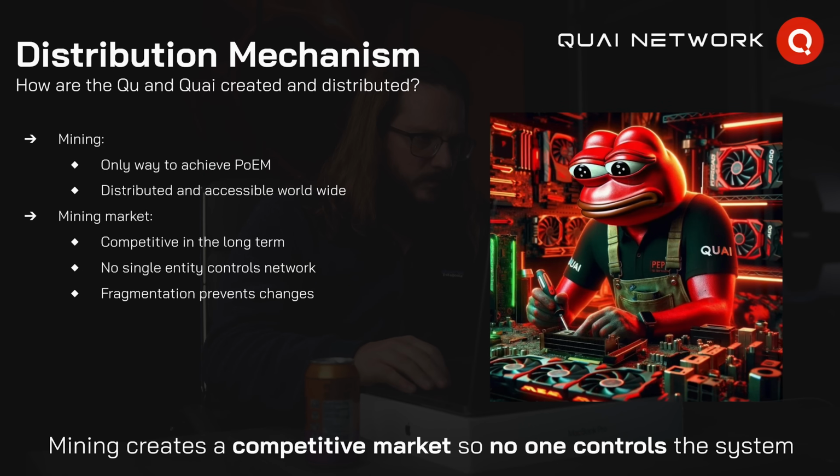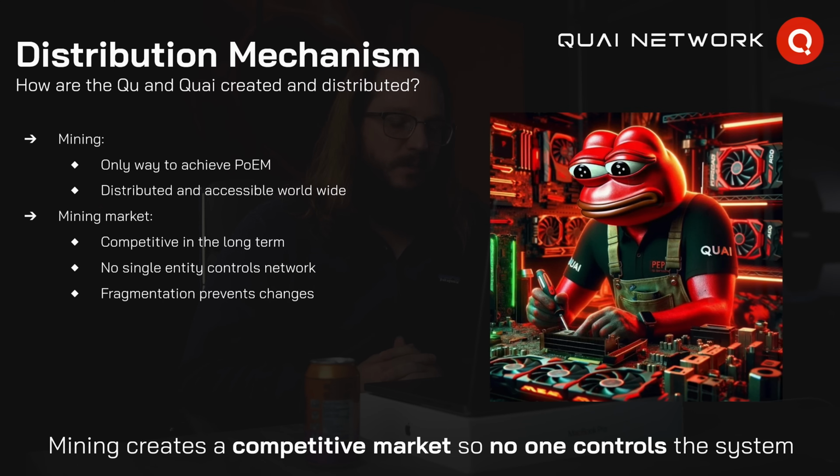And the last thing we should talk about here is our distribution mechanism. So how are Chi and Quai distributed? They're distributed through mining. So the only way to achieve the characteristics of this hierarchy of merge-mined blockchains and consensus and this infinite level of scale is using POEM, or proof of entropy minima. The other reason mining is great, though, is because it is distributed and accessible worldwide.